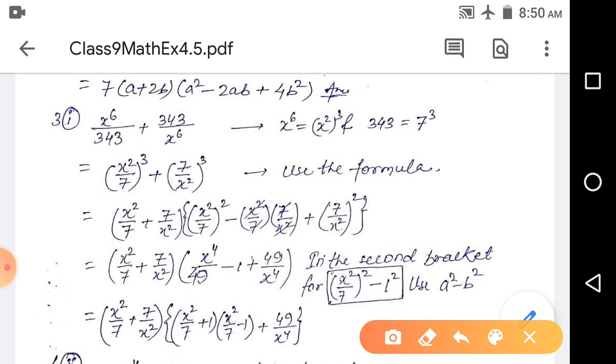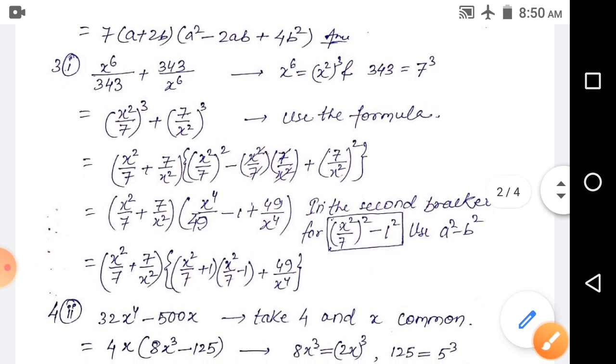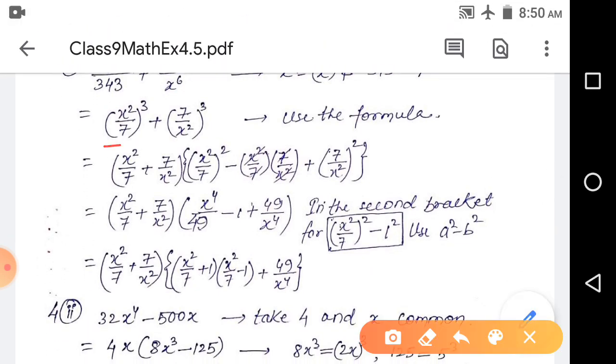Now this 7 by x square whole cube. So this is the sum of two cubes. Now we can use the formula. See, the formula used is a cube plus b cube, so it is a plus b and a square minus ab plus b square. This is the formula that we use here. And see, these two terms are cut: x square by 7 into 7 by x square. So those two terms are cancelled with one another.